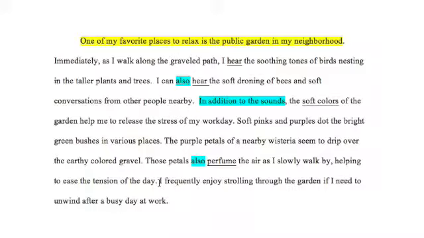And then we close with a closing statement. I frequently enjoy strolling through the garden if I need to unwind after a busy day at work. So this reinforces the topic sentence that the garden is relaxing without repeating it word for word, which is something that you should always work on. Work on avoiding being overly repetitive whenever you're closing a paragraph or whenever you're writing a conclusion for an essay. So this is just a potential example of some of the different elements that you would be able to include in a description of a place.